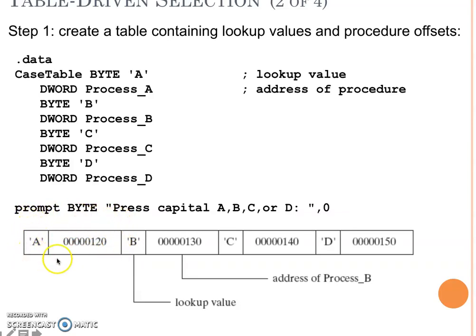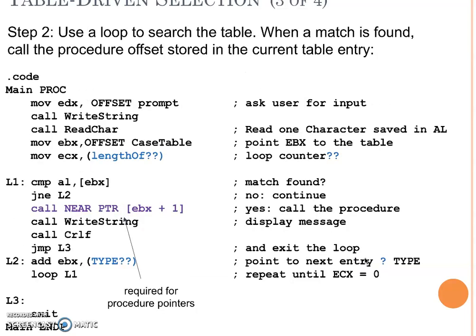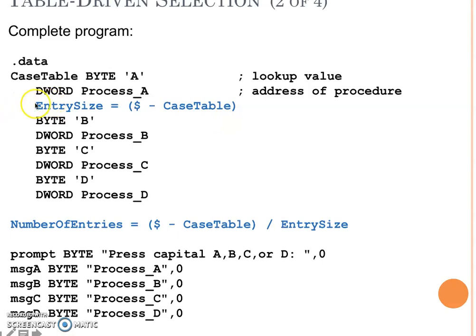If I know the entry size for each set I have, then I know the whole size from beginning to the end. So now when I divide the whole location size by the entry size, I can get the elements: 1, 2, 3, and 4. Right? So that's why we need to manipulate a little bit. The first thing I got is the entry size, using this $ sign after I declare the first byte and the procedure location, $ minus the case table. So I got my entry size.